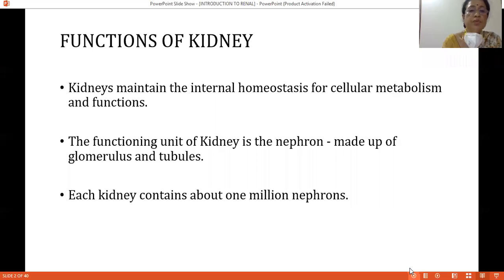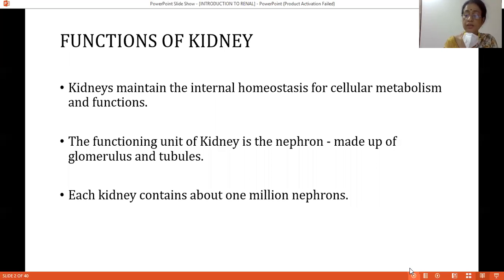First you have to know the functions of the kidney. All of you know the functions of the kidney. The functioning unit of the kidney is the nephron. Yes or no? The nephron is made up of glomerulus and tubules, and each kidney contains 1 million nephrons. The kidney maintains the internal homeostasis of cellular metabolism and its function.